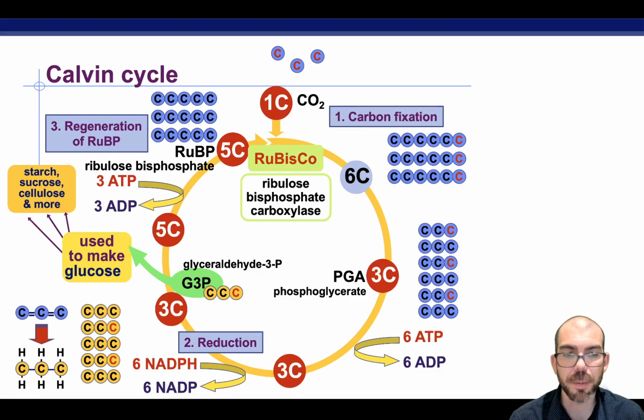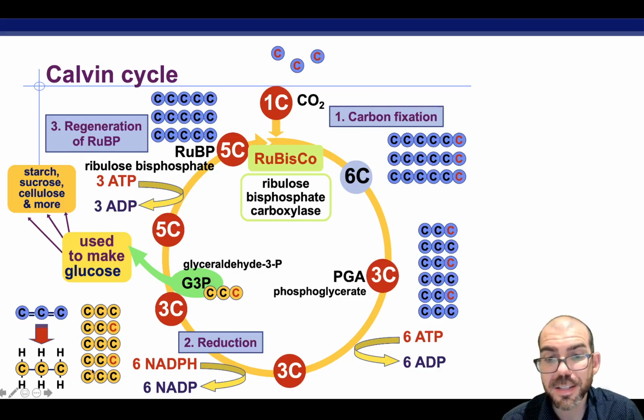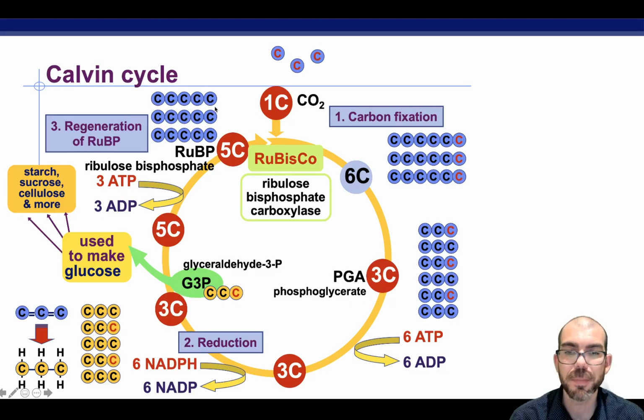After we fixed our carbon, energy from ATP and NADPH is used to reduce the molecule. We're removing components. We're adding different components. Reminder that the phosphates are there to destabilize the molecule, and we use that to generate 6 G3P. One of those G3Ps is removed. The remaining 5 are used to regenerate RuBP in the last step, so we can repeat the cycle again.